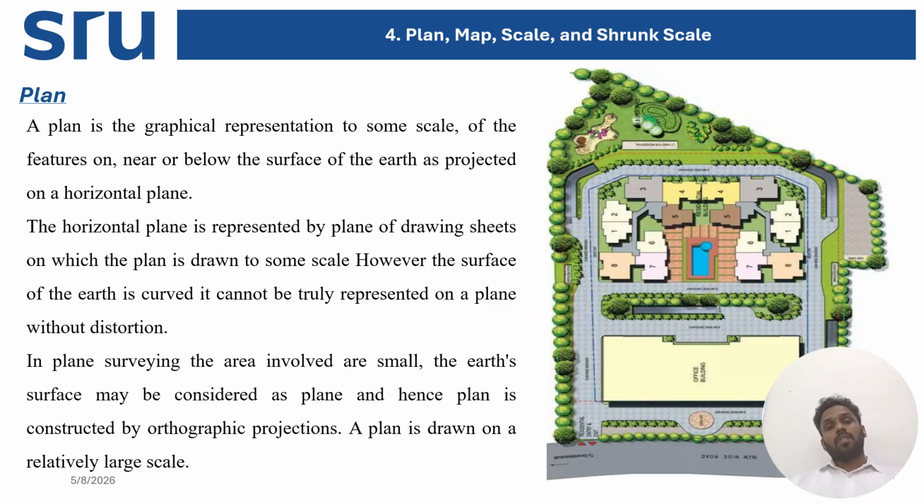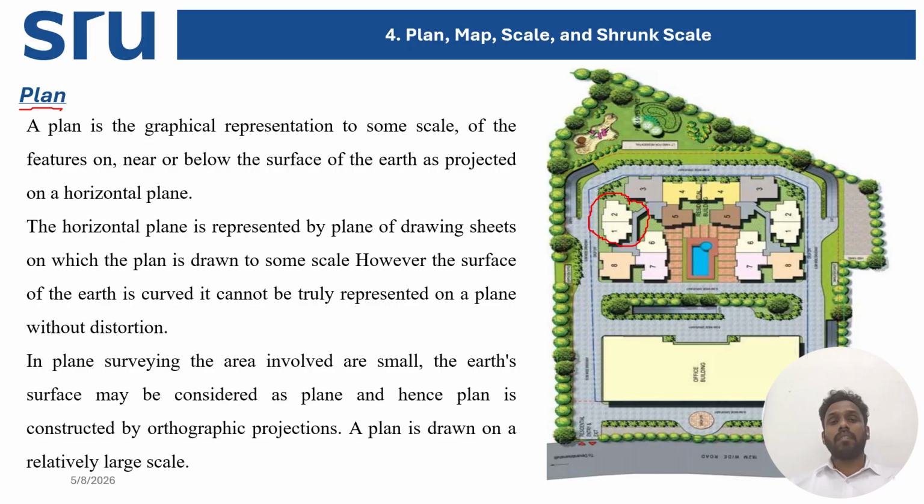So the next topic we are going to do is plan, map, scale, and transfer scale, right? So plan. What is a plan? A plan is a graphical representation at some scale. For example, if you're dealing with your plan in feet and inches, you should give your scale in feet, or if it is meter, you should give it in meters. It shows the features on or below the surface of the earth, projected on a horizontal plane, right? You can see here a proposed work, what we are going to do. These are the boundaries of plot 1 and 2. How we are going to construct is called a plan.